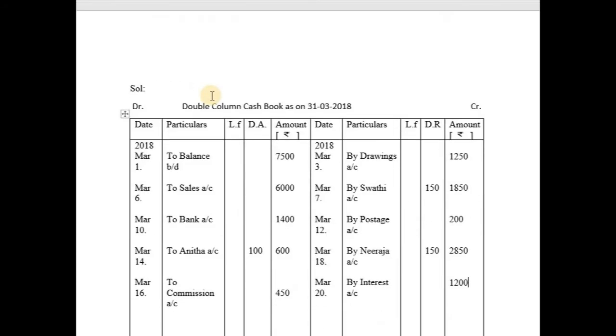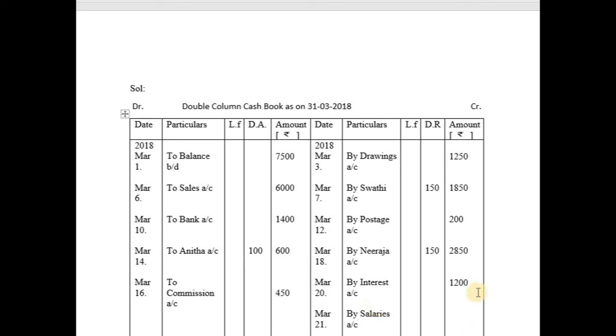Salaries 600 rupees. When nothing has been specified whether you are paying salaries or you are receiving salaries, then it is assumed that you are paying salaries. So when you are paying salaries, cash is going from the business, so it will be recorded on credit side. So here the date will be taken as March 21. As you are paying salaries, it will be recorded as by salaries account.